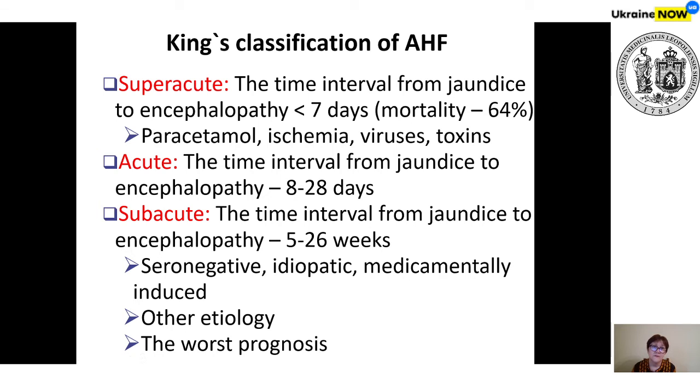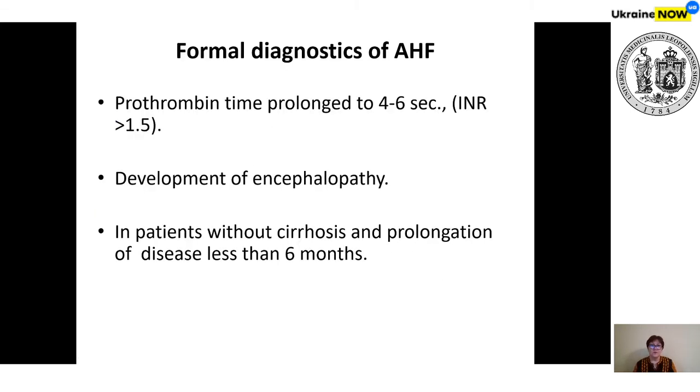Acute hepatic failure: the time interval from jaundice to encephalopathy is 8 to 28 days, and subacute when this time interval is 5 to 26 weeks. What you need for formal diagnosis of acute hepatic failure: coagulopathy that can be detected as prothrombin time prolonged by 6 seconds, or international normalized ratio more than 1.5, development of encephalopathy in patients without cirrhosis, and disease duration less than 6 months.